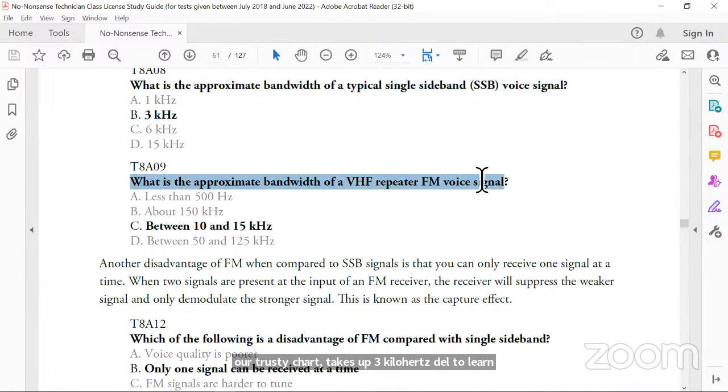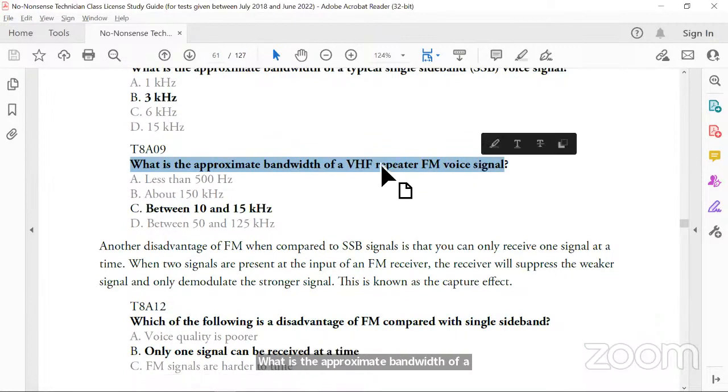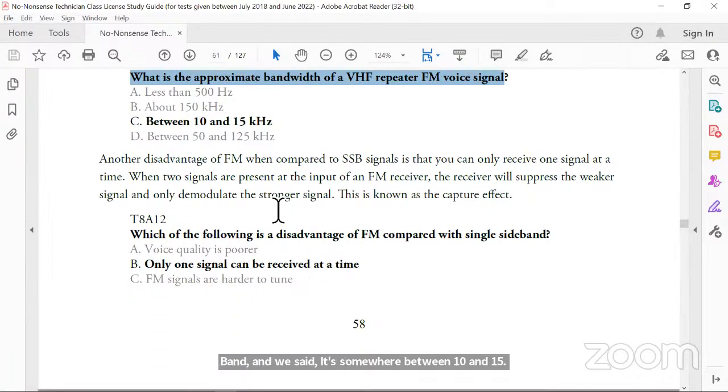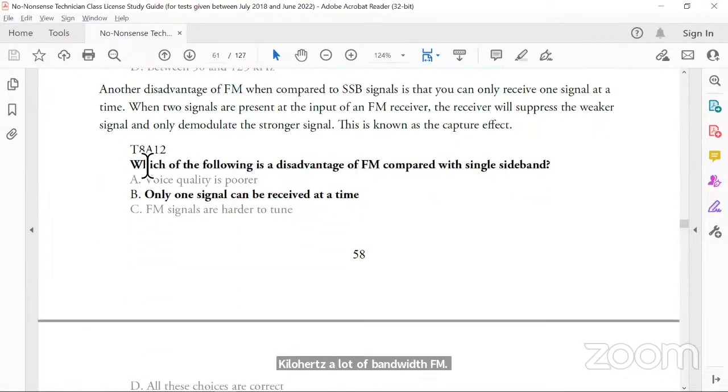What is the approximate bandwidth of a VHF repeater FM voice signal? So it's FM and the VHF band, and we said it's somewhere between 10 and 15 kilohertz. A lot of bandwidth FM signals occupied compared to some of the others.